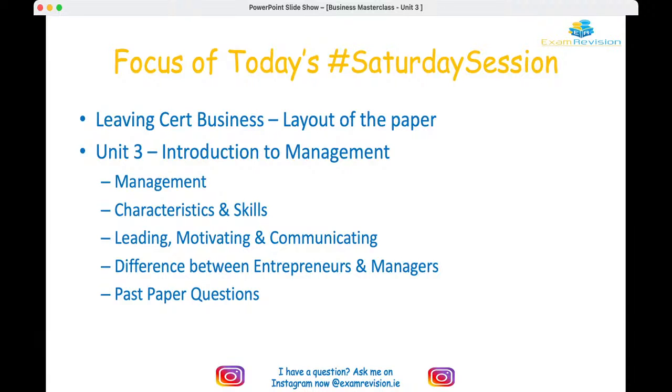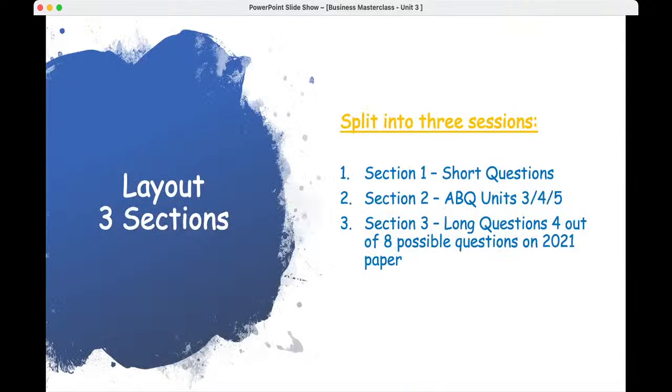So the layout of the business paper is really important. As you know, for this year, 2021, it's slightly different. There have been modifications made to the Leaving Certificate paper due to school closures, and there will possibly be further modifications to the papers, which will be released on March 22nd. But we do know some of the modifications that have already been released.